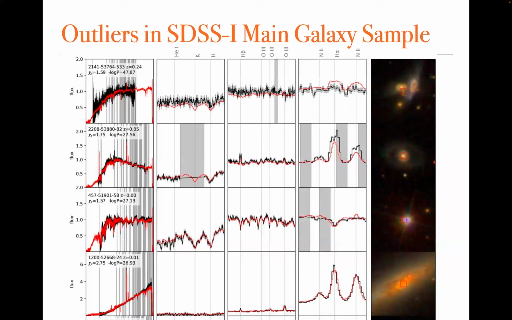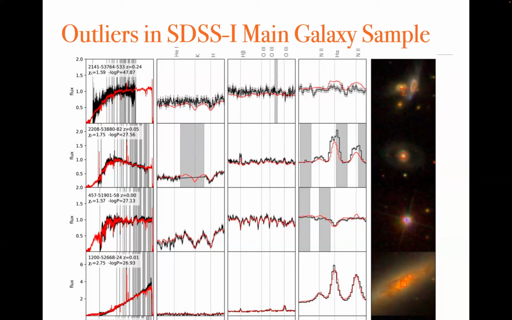Here's an example of doing this in the Sloan main galaxy sample. Black is the data, red is the model. And what you can see here is the fit is actually pretty good, even for outliers. So these are the top outliers that we found in the Sloan galaxy sample.